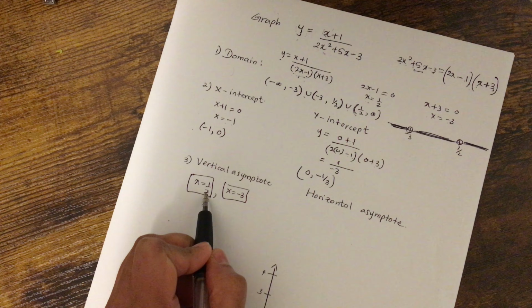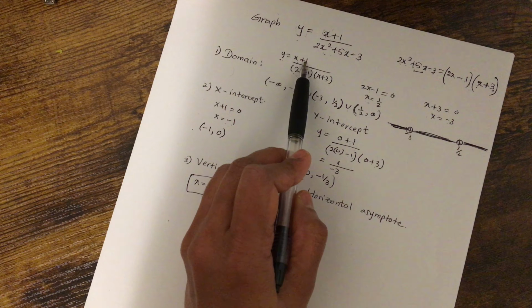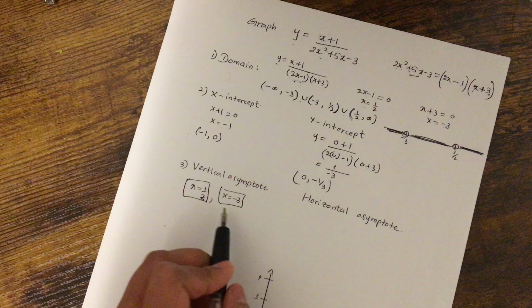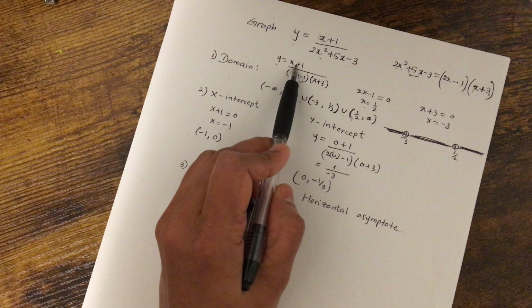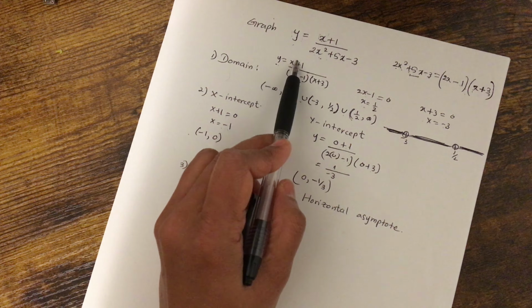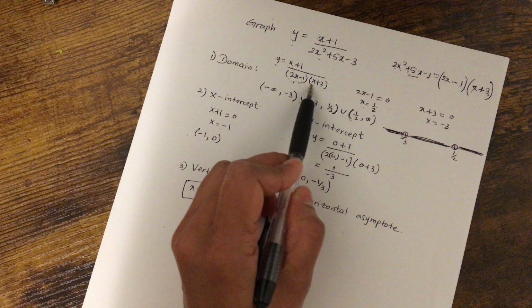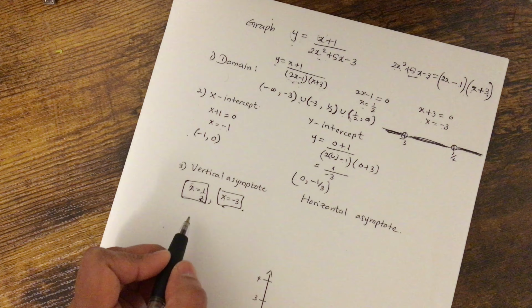So at these points, x equals half, your numerator is not equal to 0, right? Half plus 1 is 1.5, right? And at x equals negative 3, your numerator value is negative 2. So it's not 0, but at these points your denominator is 0. So these two are vertical asymptotes.